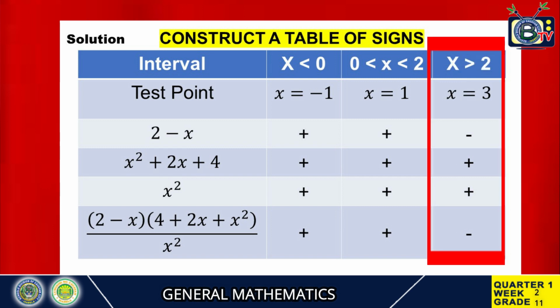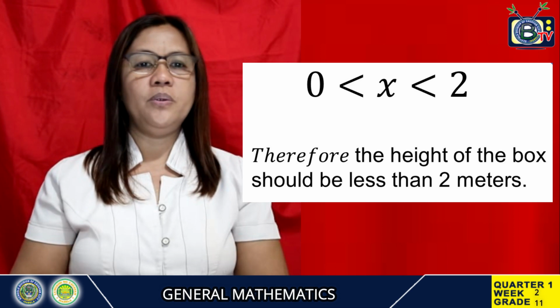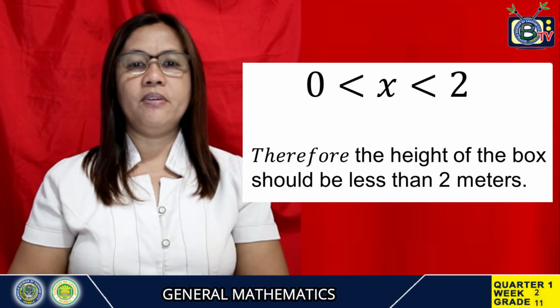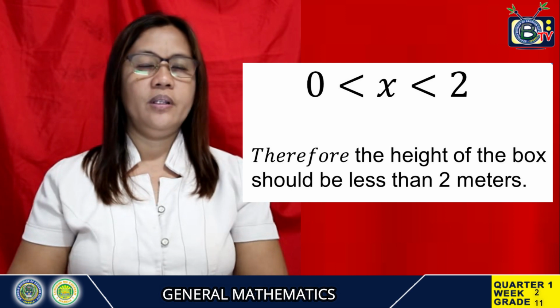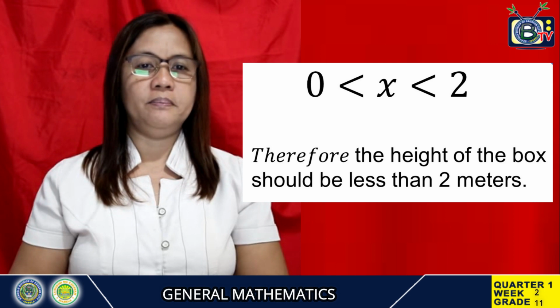For x greater than 2, where the test point is x equal to 3: 2 minus x is negative, x squared plus 2x plus 4 is positive, x squared is positive. Negative times positive is negative, divided by positive is negative. Since we're looking for values greater than 0, it must be positive. Valid values are x less than 2 but greater than 0. Therefore, the height of the box should be less than 2 meters.